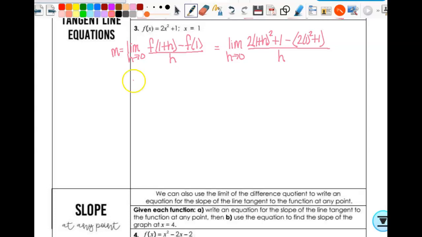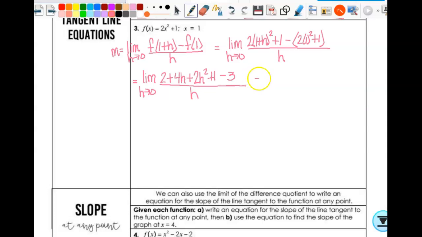Okay. So that is equal to the limit as h approaches 0 of, all right, so when I square this, I'm going to square it and multiply by 2. So 1 squared is 1 times 2 is 2. Plus, then from this I'd get 2h times 2 will be 4h. Plus, and I'd have h squared times 2, 2h squared. Then I still have this plus 1, and then minus, well, 2 times 1 squared is 2, plus 1 is 3, all over h. Okay. Everybody good?